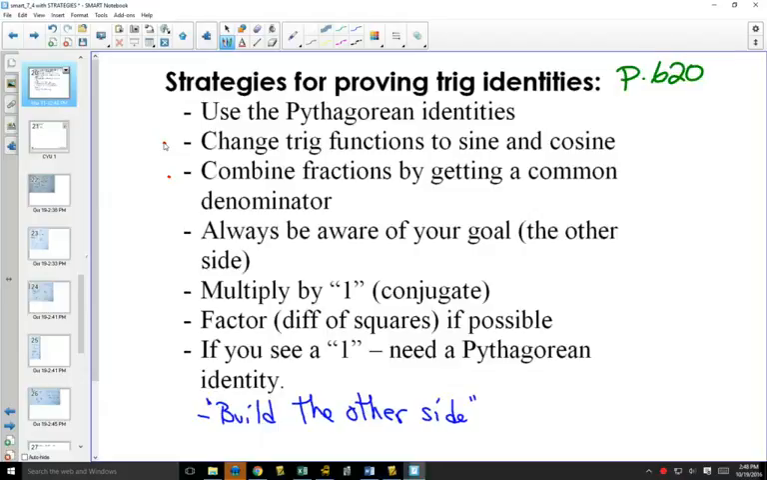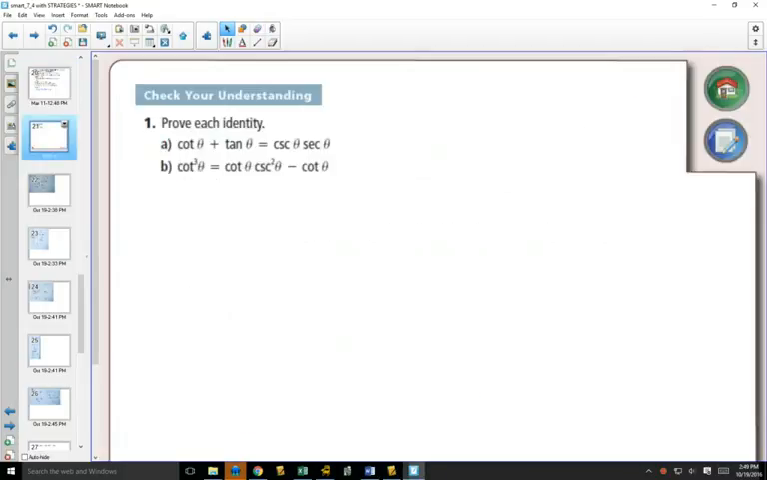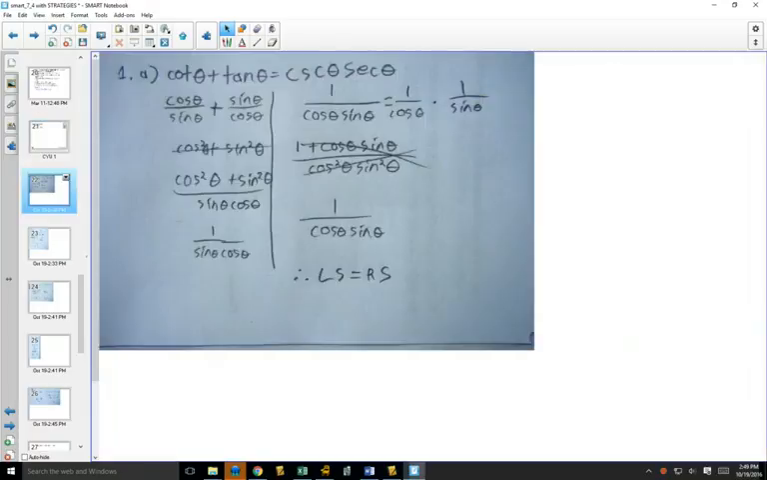We're going to see that sometimes if we use other strategies like the Pythagorean identities, factoring or multiplying, we can do things quicker, but a basic strategy is changing to sine and cos. So in example 1, we had these two proofs, and the first one was cotangent plus tangent equals cosecant secant. A is a really good one to use the strategy of changing to sine and cos.